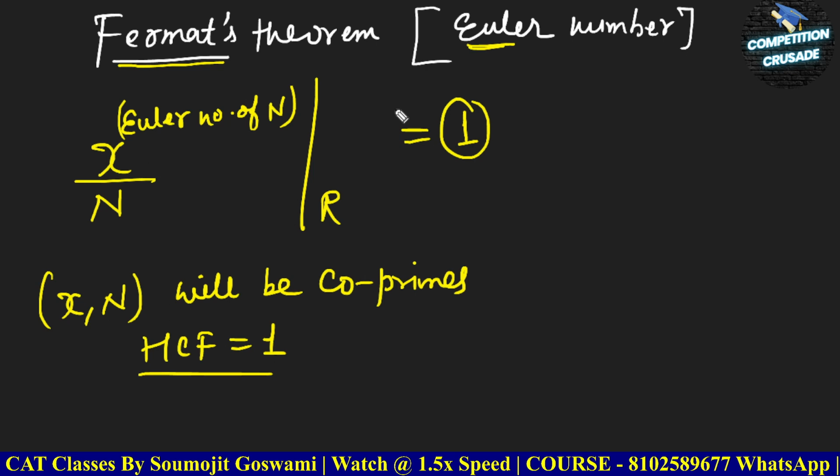Okay. Now we will introduce the idea of the Euler number. There are people who would also like to call this the totient function. Either you can call it a totient function or a Euler number, both are the same thing. Now let's take an example to understand what exactly I mean. Suppose 7 raised to the power 12 is divided by 13, and I ask you to find the remainder.